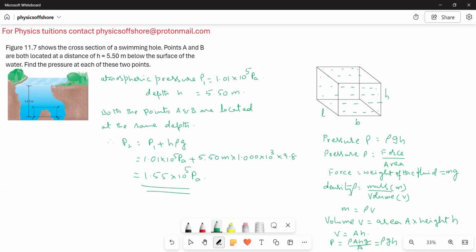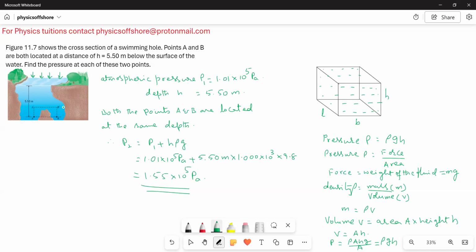And then here you should know one thing: the atmospheric pressure acts on this point, okay? So like this, atmospheric pressure is acting on the water surface. Now we have to find the pressure beneath the water surface, and we have to add that pressure to the atmospheric pressure. Then we get the answer.